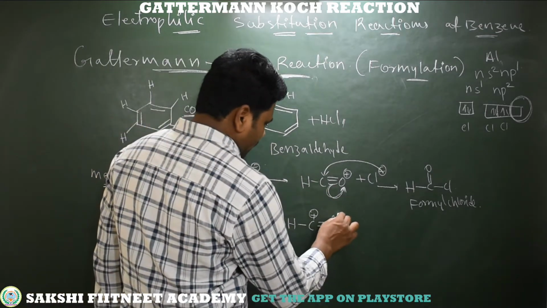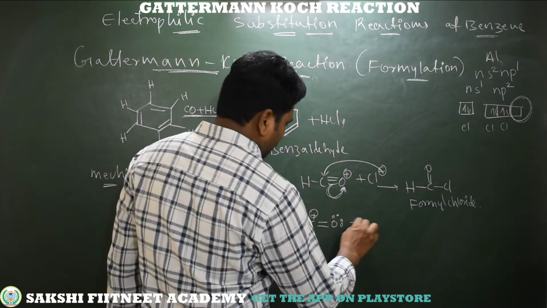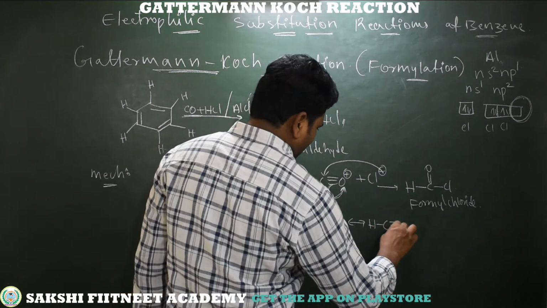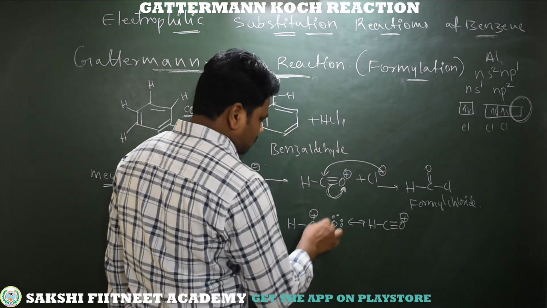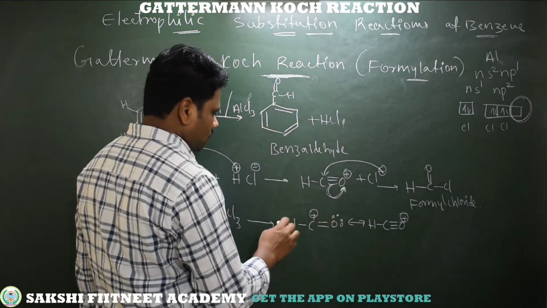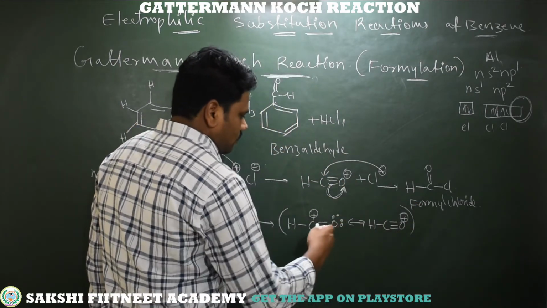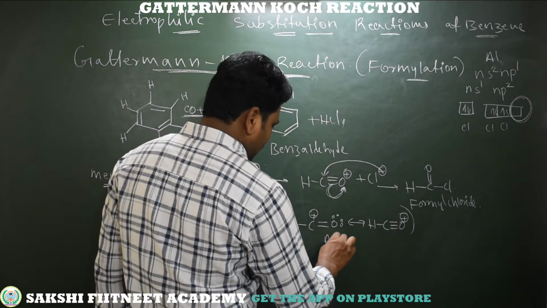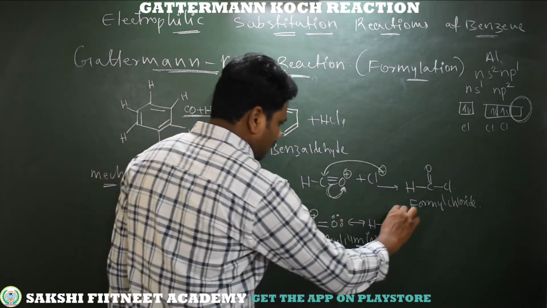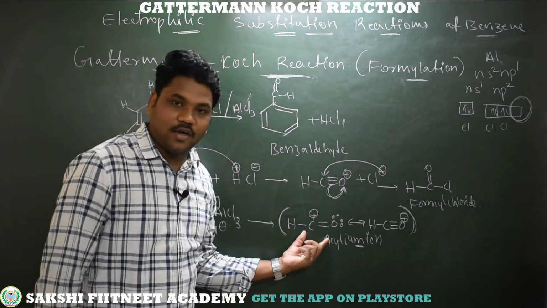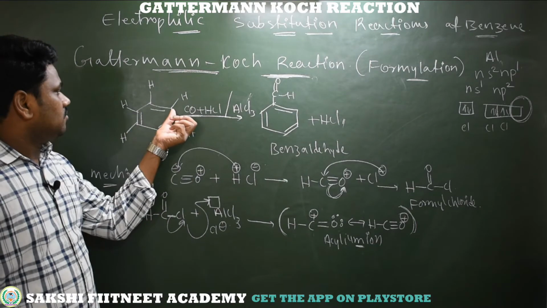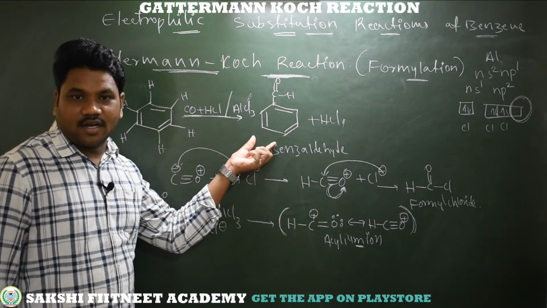See here, the lone pair and positive charge undergo something like resonance, then we will get C triple bond O plus. The bond electrons are shifted here, carbon getting neutral, oxygen getting positive charge. Again this converts back into this form. This continuously interconverts between these two forms. This is called acylium ion, or acylium cation. So this is the actual main electrophile. See, HC double bond O with positive charge. This is going to substitute at a particular carbon, then we will get this benzaldehyde.